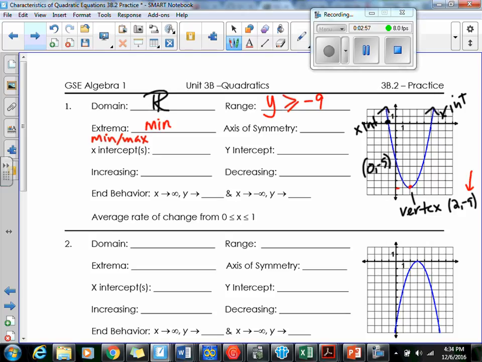The axis of symmetry is that invisible dashed line that goes through the vertex, and it goes through the x-axis, hitting the x-axis at 2. The axis of symmetry is always written as an equation. It's always going to be x equals this number, and it corresponds to the x-coordinate of your vertex. So your axis of symmetry comes from here, and your range comes from here. That's a good note to write down and put on your note cards when you study and have memorized. So x equals 2.